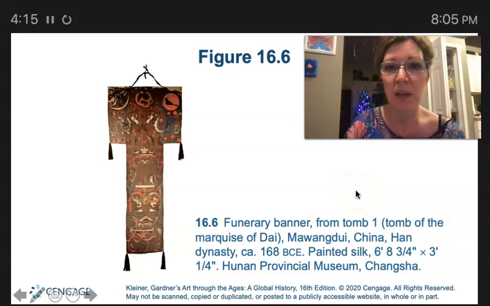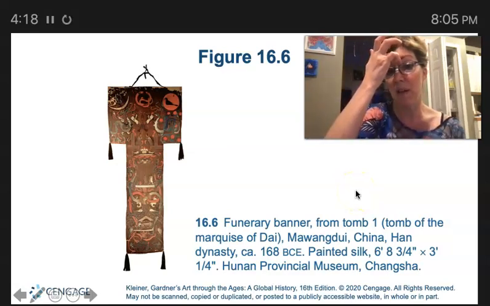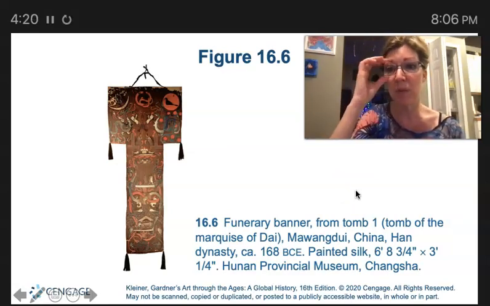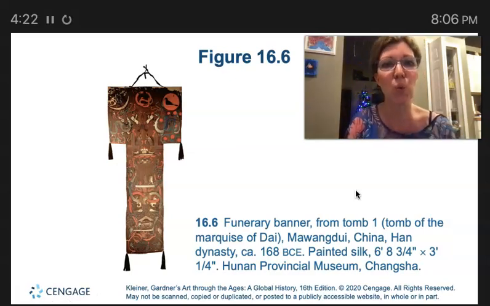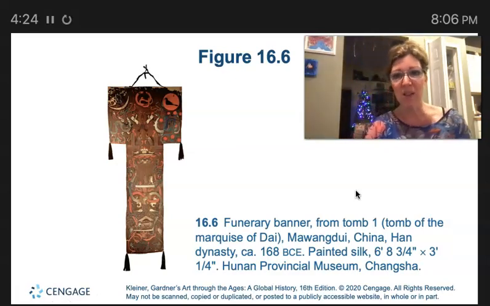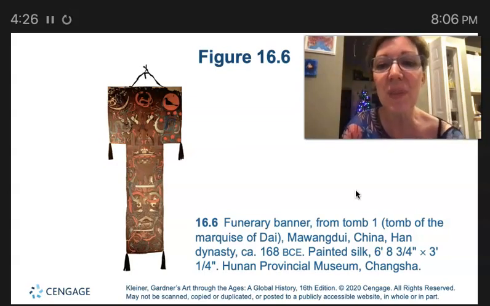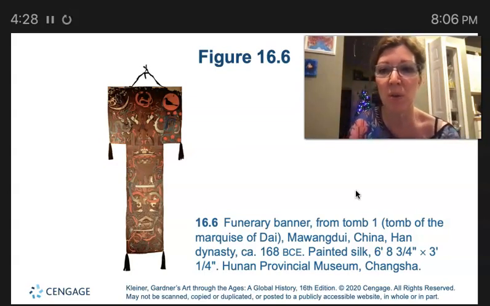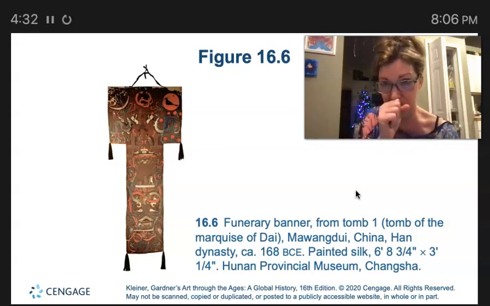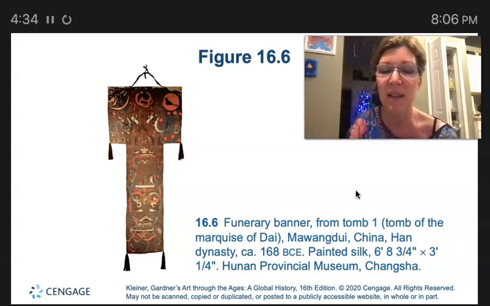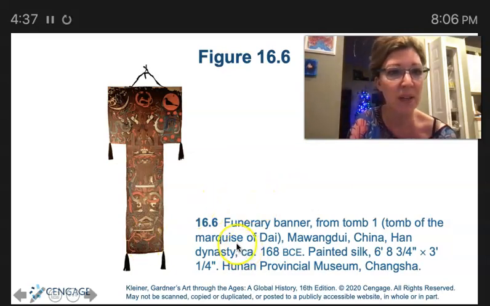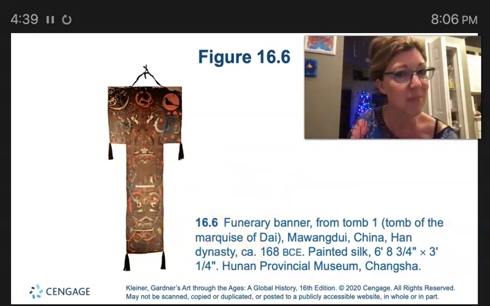Okay, funerary banner. The imagery on the silk banner discovered in the tomb of the Marquis of Dai, ooh, nice name, is thought to represent the heavenly, human, and underworld realms. The silk textile found in the tomb of the Marquis of Dai is a funeral banner. Notable.